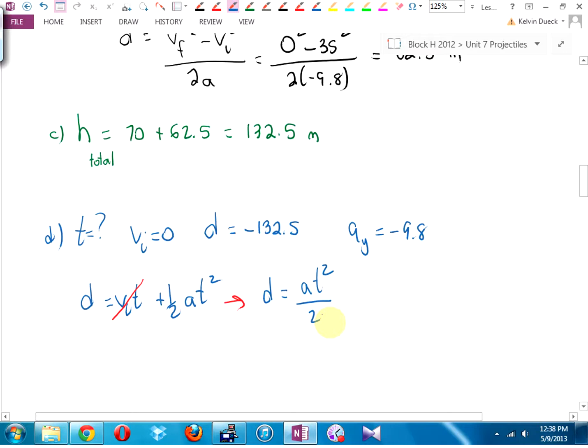Hey, Mr. Dueck, what happened to the 1/2? What did happen to the 1/2? How did I choose to write it instead? Yeah, timesing by half is the same as dividing by 2, but that looks cleaner.